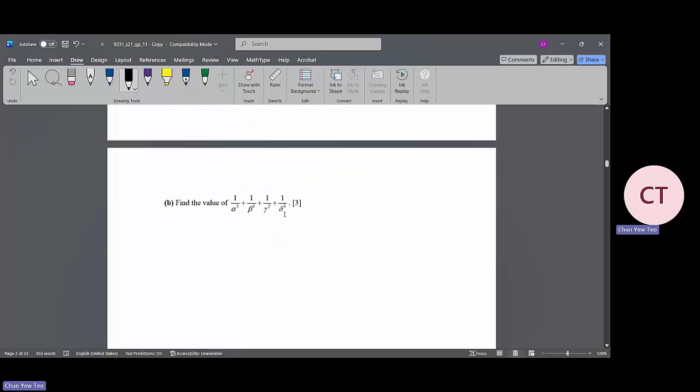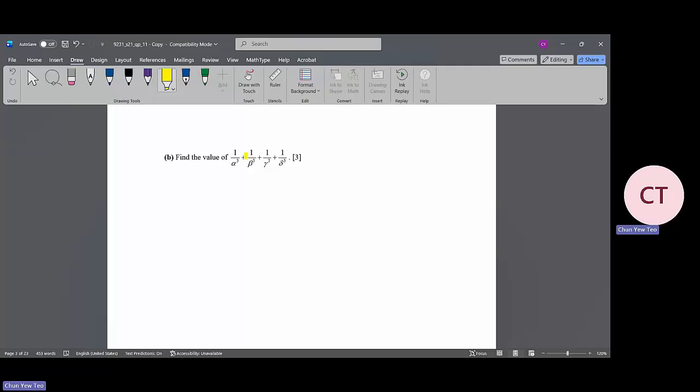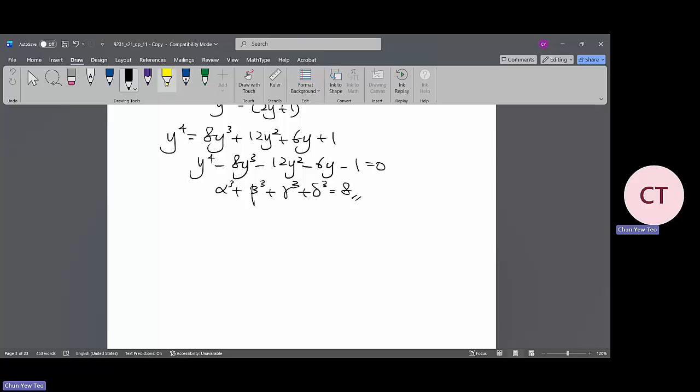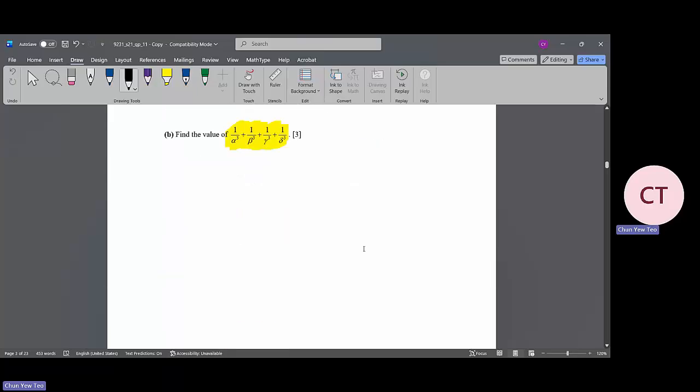Now we move on to 3 part B. We want to find the sum of the reciprocals of the roots, 1 over alpha cubed plus 1 over beta cubed plus 1 over gamma cubed plus 1 over delta cubed. So over here, what I usually do is I take these equations and divide by the highest power of y. That means I just copy down these equations from part A. I divide everything by y to the power 4.